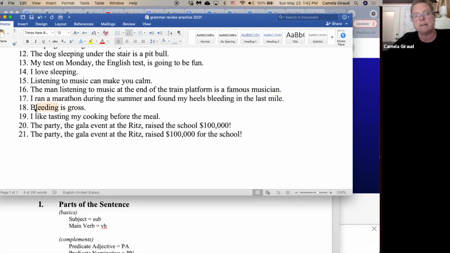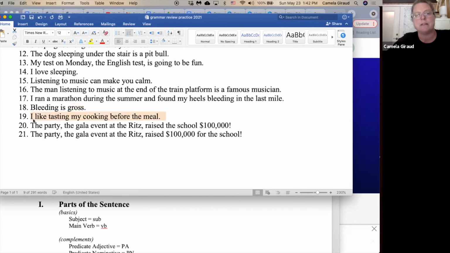Bleeding is gross. Gerund. This is the thing now. Now it's acting like a thing. So that's a gerund. Is, oh, it's a linking verb. So that means I'm looking for an adjective or a noun on the other side. In this case, it is an adjective. Yes, gross. PA.